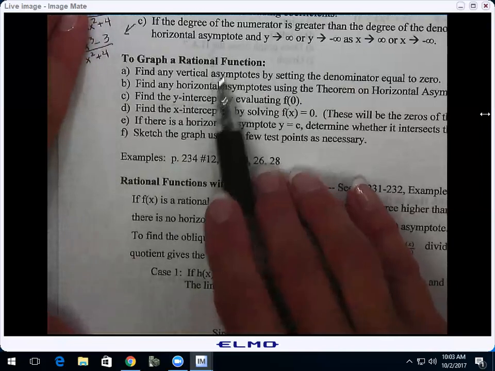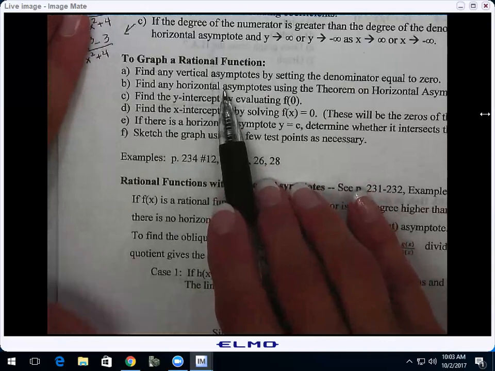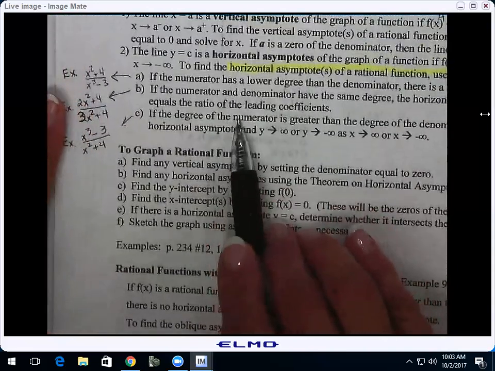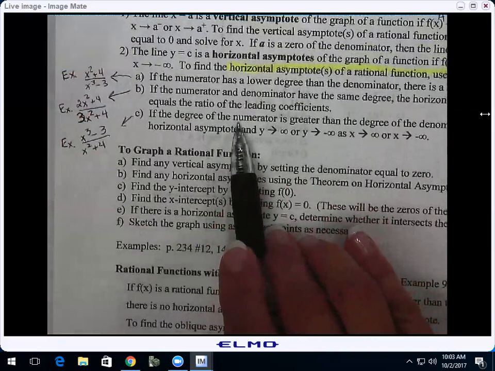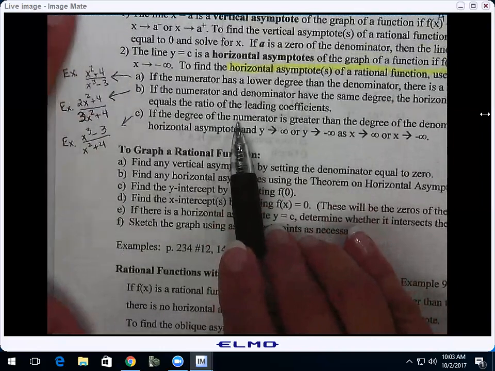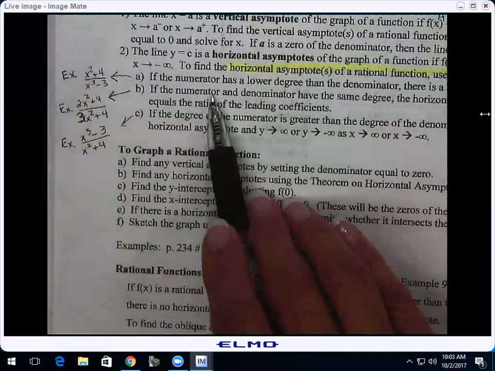And then we found horizontal asymptotes by using this theorem on horizontal asymptotes, which depends on the degree of the numerator and the degree of the denominator. We said if the bottom of a fraction is getting big faster than the top, if the denominator has a higher degree than the numerator, then the horizontal asymptote is 0. What if the numerator and denominator have the same degree? Ratio of the leading coefficients.